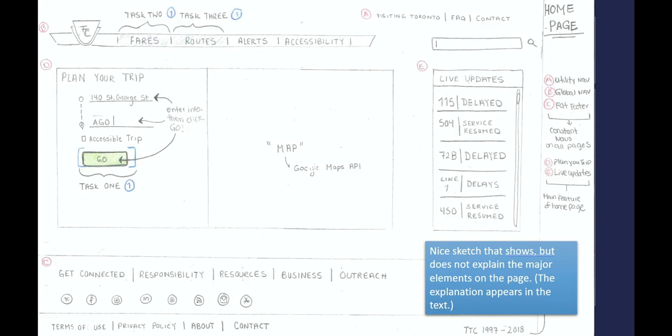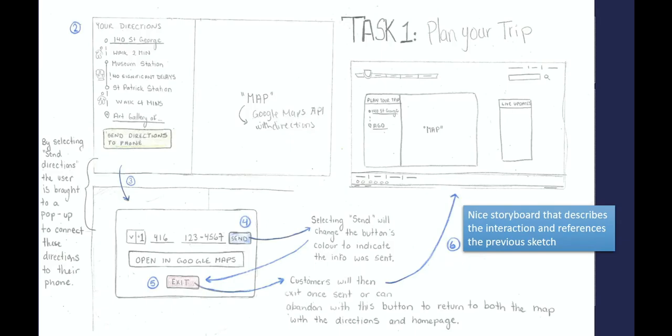It's nice, if at all possible, to keep it on the same page, because then it's easier for the reader to understand what's going on. And also note in this case it has also been labeled as being the home page, which again is terrific. You know where you are in this particular setup. And then again, this is continuing on, so we again have a flow from the first page to then this page, and then to where we have a number 2, and then over to number 3, and again, fairly nice storyboard that describes the interaction and references the previous sketch.